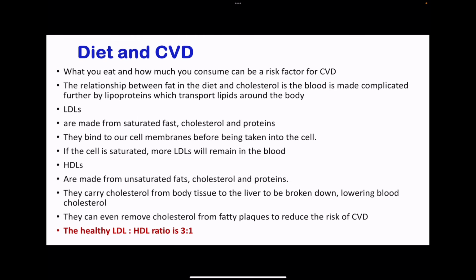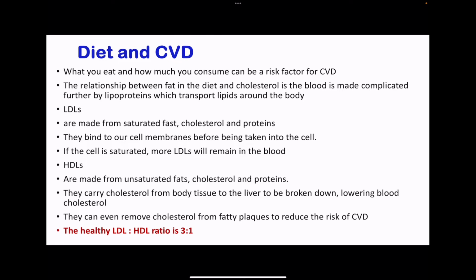Going to diet and CVD, like we've already said, whatever somebody consumes can increase the risk of CVD. And there is a relationship between fat in the diet as well as cholesterol in the blood. Remember, if you eat too much fatty food, there is a chance that a lot of cholesterol is going to build up in your blood vessels, and this could increase the risk of developing CVDs.